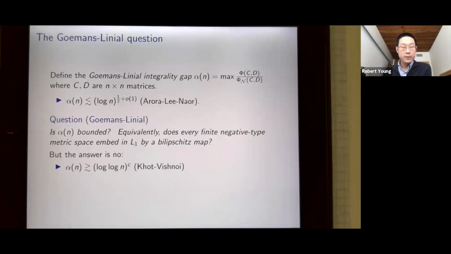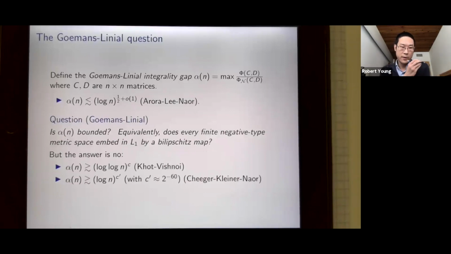This question was answered first by Khot and Vishnoi, who showed that alpha of n is at least log n to a power. I think the power they showed was 1/6. This bound was improved by Cheeger, Kleiner, and Naor, who showed that alpha of n is at least log n to a power. Unfortunately, the power that they found was extremely small, on the order of 2 to the minus 60 or so. But this example was based on the Heisenberg group.